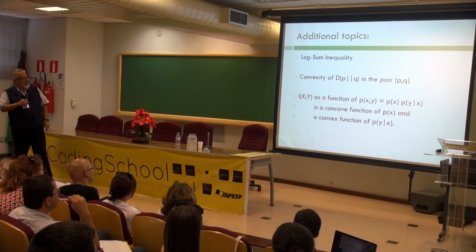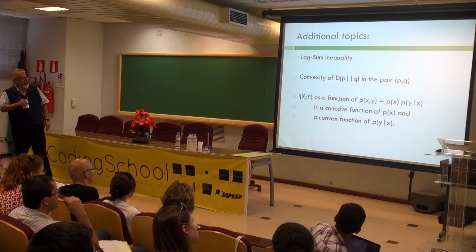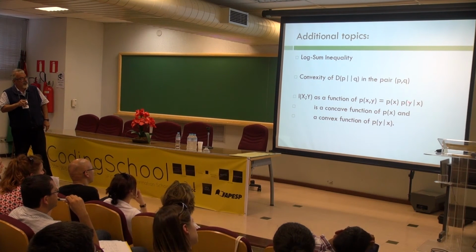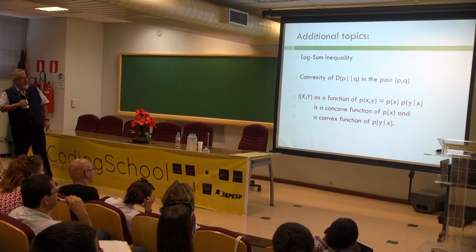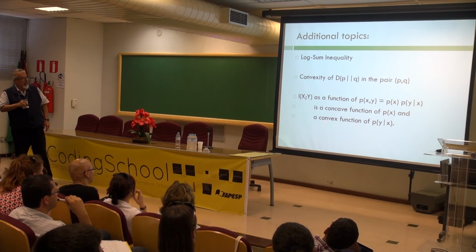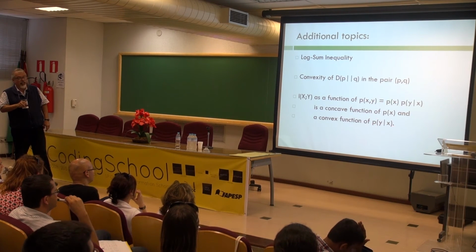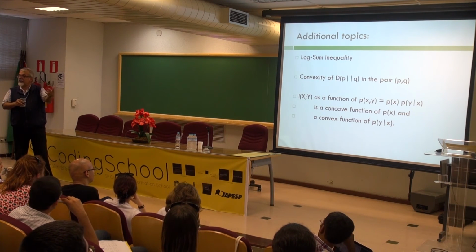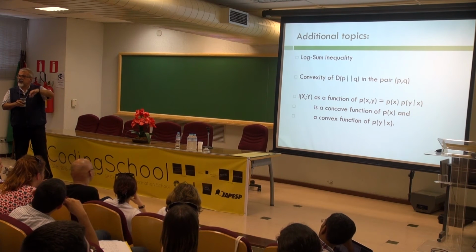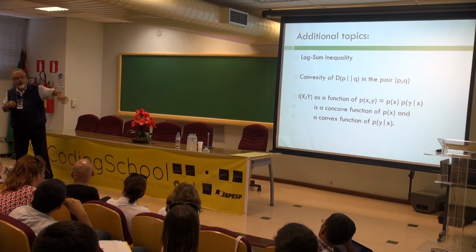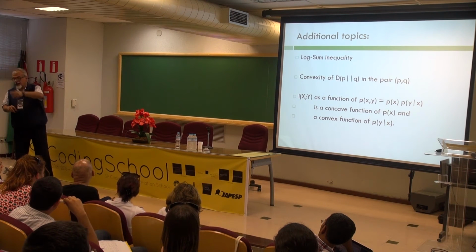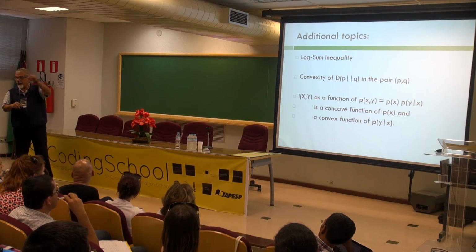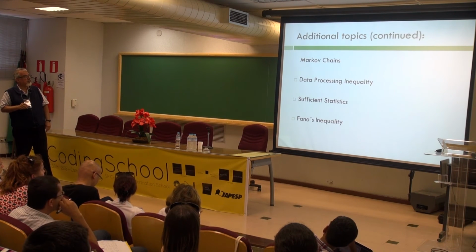The mutual information is a function of the joint distribution p of xy, which can be expressed as p of x times the conditional distribution of y given x. And this will be a concave function of p of x and a convex function of p of y given x. That's why sometimes you try to maximize the mutual information, sometimes to minimize, because it lives on a saddle point. Depending on the dimension that you're looking at, it may be a convex function or it may be a concave function. Okay?